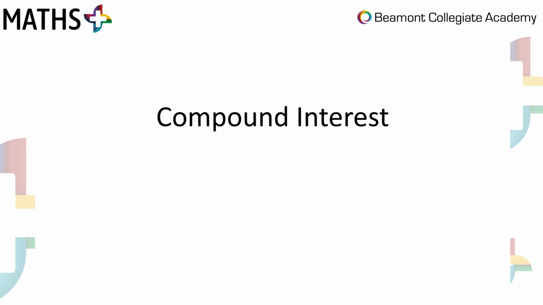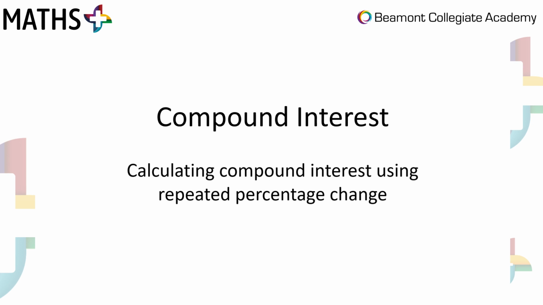Today we're going to be looking at compound interest and how we calculate compound interest using what's called a repeated percentage change. So percentage change is when we increase or decrease an amount by a percentage, and repeated means that we're doing that repeatedly. So in the case of compound interest, we might be doing that over 2 years, 3 years, 4 years, 5 years.